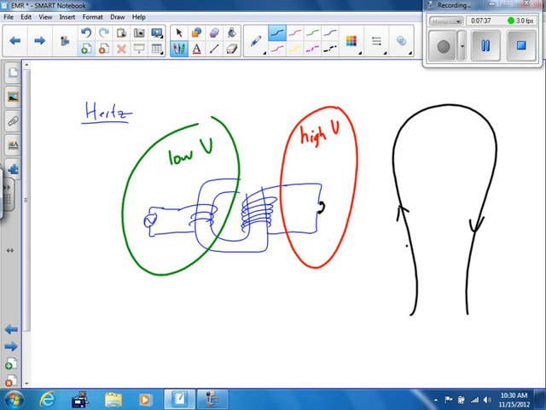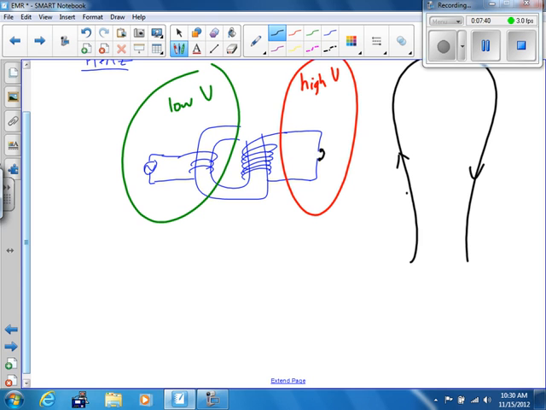You guys remember the type of EMR that was discovered by Hertz? Or that was used by Hertz? Radio waves.